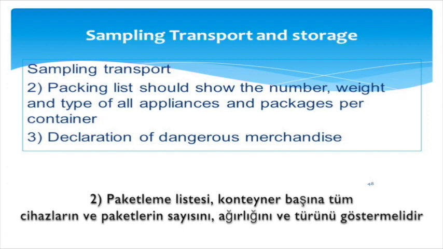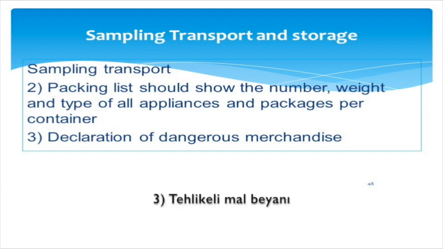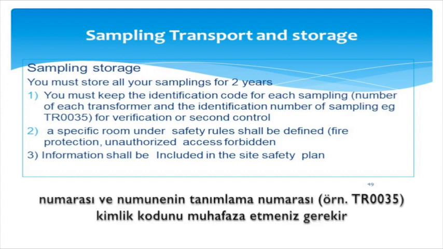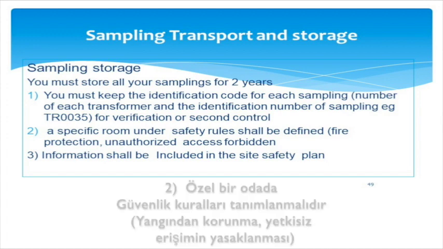The packing list should show the number, the weight, and the type of all the applicants and packages per container. Declaration of dangerous goods. You must store all your samples for 2 years. You must keep the identification code for each sample, the number of each transformer, and the verification code of identification of the sample, for example TR 0035, for verification or second control.